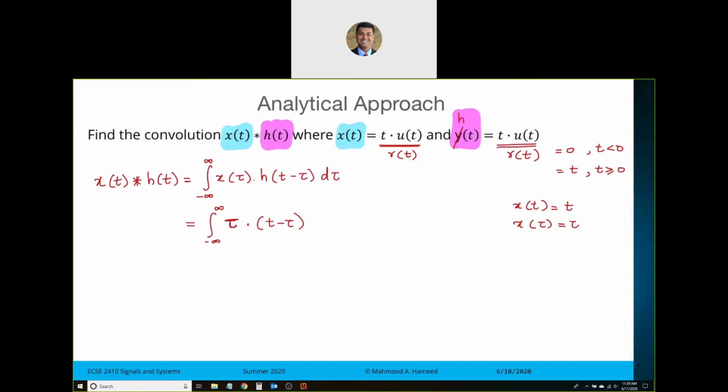Oh, sorry, this needs to be u of t. u of tau. t minus tau, u of t minus tau, d tau. All right, this is shaded in blue for that, and then this shades in pink for that.